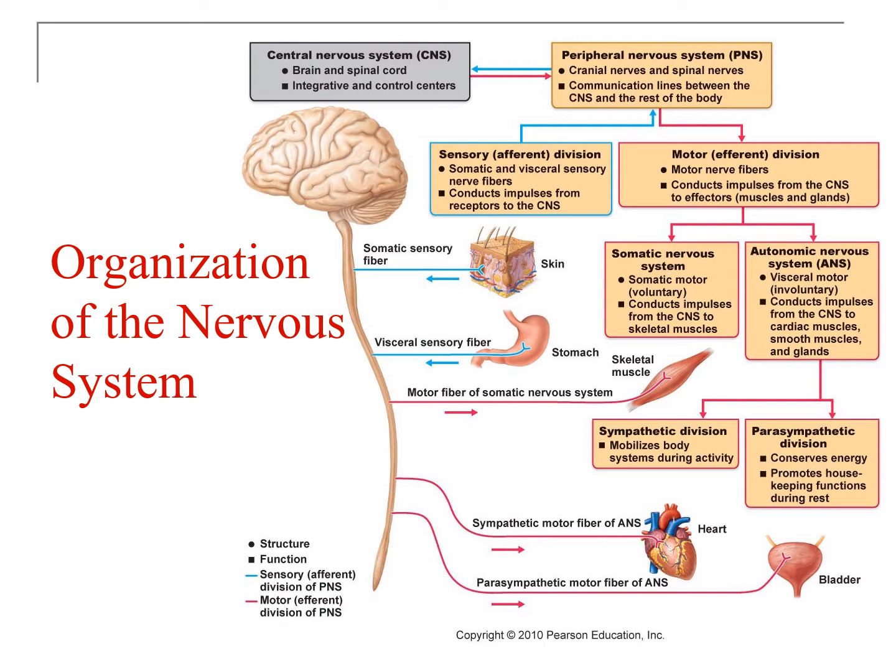The nervous system can be divided into 2 major divisions: the central nervous system and the peripheral nervous system. So the central nervous system is going to be the brain and spinal cord, and the peripheral nervous system is going to be everything else.